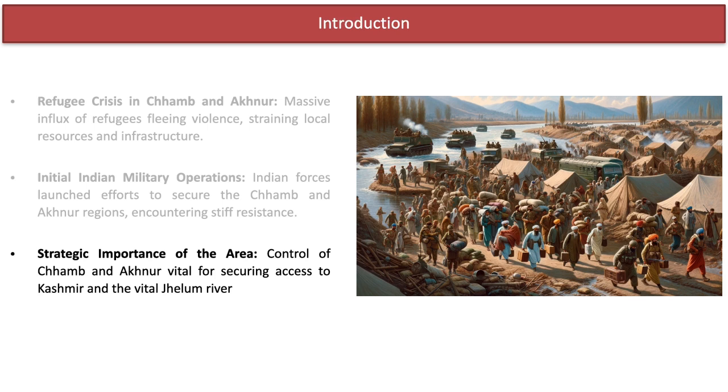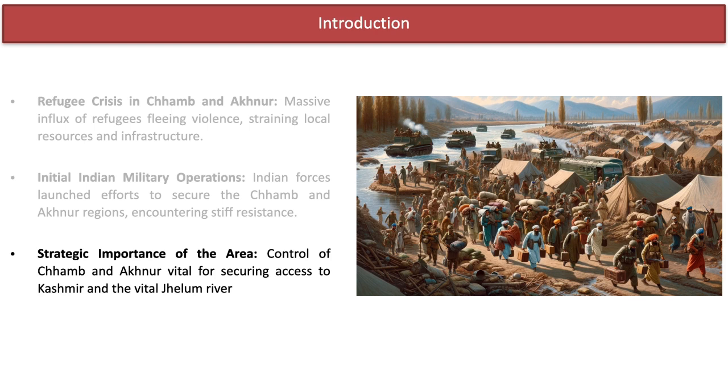Now let's zoom in on the map. Chamb and Akhnur are located in a narrow corridor, which serves as a critical access to Kashmir. Whoever controls this area can effectively manage the movement of troops and supplies into the valley. It's like having the key to the front door. Control this door and you can decide who gets in and who does not.